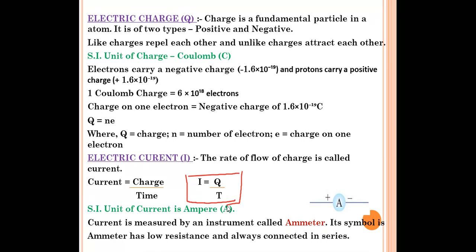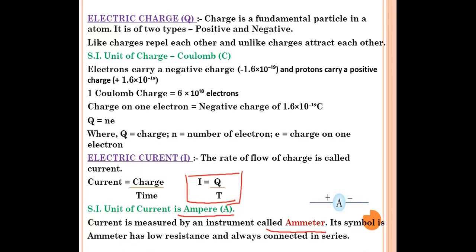I equals Q by T. Current is equal to charge by time. And what is the SI unit of current? The SI unit of current is ampere, and the symbol is capital A. One instrument is used for measuring the current, and the name of the instrument is ammeter.